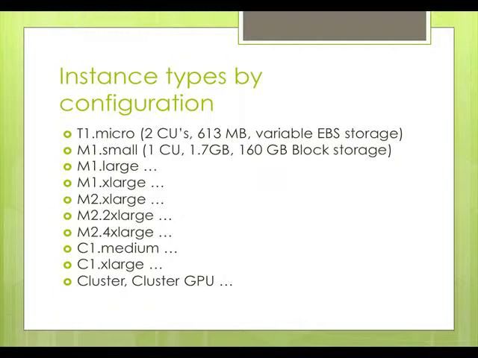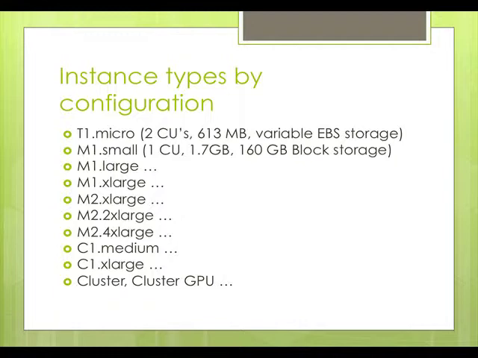So then I'll come to the instance types. T1 micro. How many processors? It could go as much as two compute units, 613 megs of RAM. It starts off with a 10 gig storage, but you could vary that. You have an M1 small with one compute unit, one virtual processor, 1.7 gig RAM, 160 GB block storage. Block storage is not persistent storage, and I'll get to that also.